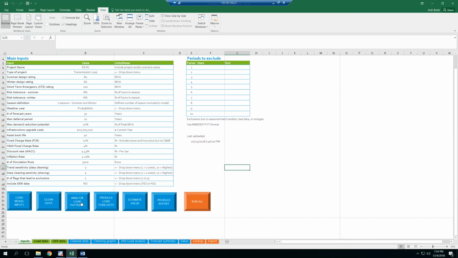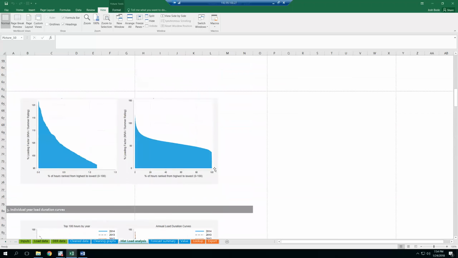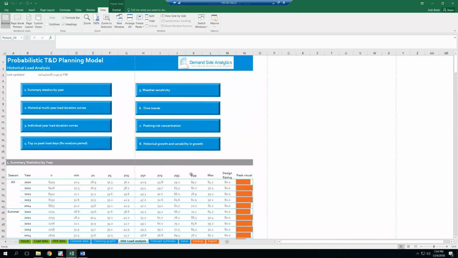I'm not actually going to hit that button and run it because the key thing here is how you interpret the results that you get, and understand what load patterns you're seeing and what the implications are in terms of planning. So we're going to go directly to the results, which are all loaded into the historical load analysis portion when you hit that update button. And we're going to walk through a series of tables and charts that come out.